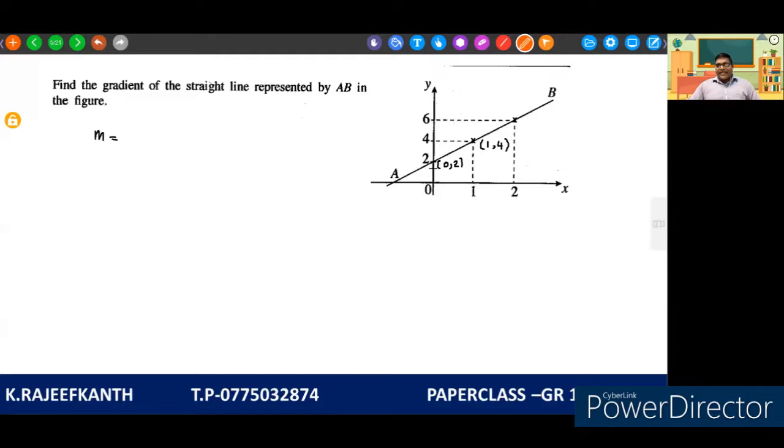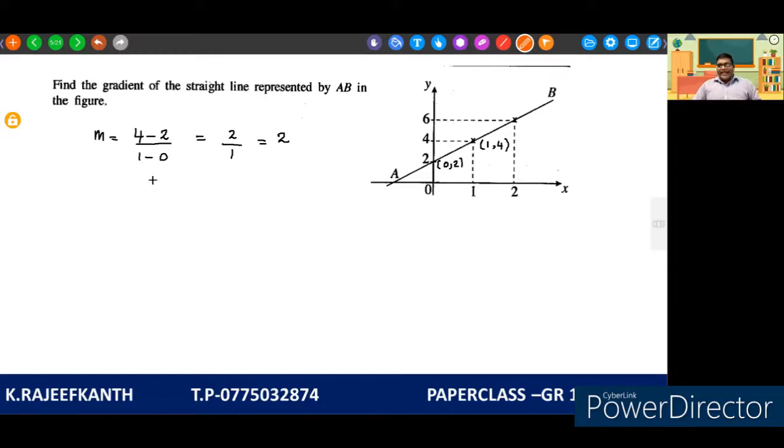Now we have to find the gradient. Then difference of y coordinates, 4 minus 2, over difference of x coordinates, 1 minus 0. Here 4 minus 2 over 1 minus 0. Then 4 minus 2 is equal to 2. 1 minus 0 is equal to 1. Then the gradient is 2.